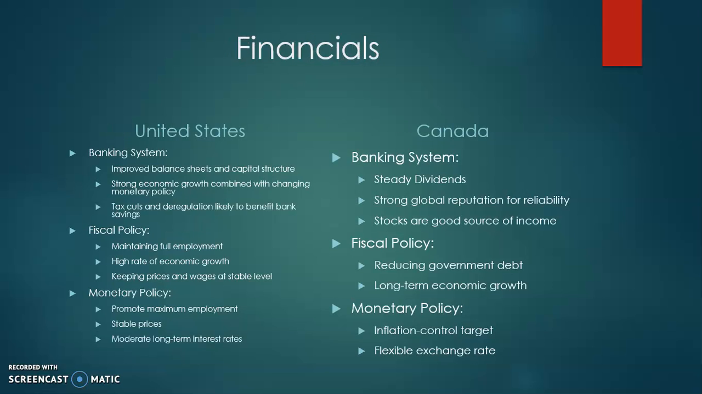Lastly here, the financials. The United States banking system has improved balance sheets and capital structure. They have a strong economic growth. They've also recently done tax cuts and deregulation, which is likely to benefit bank savings. Their fiscal policy would include maintaining full employment, a high rate of economic growth, and keeping prices and wages at stable levels. Their monetary policy would include promoting maximum employment, stable prices, and moderate long-term interest rates.